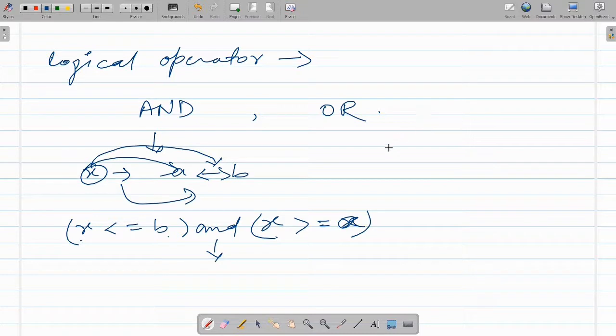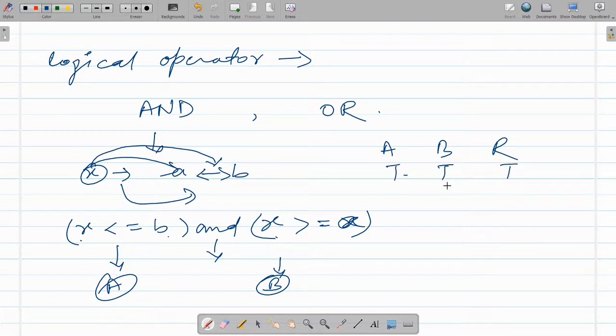So AND is like this: this is condition A and this is condition B, and the resultant is R. If condition A is true and B is true, then the resultant will be true. Otherwise, if A is true and B is false, the resultant will be false. If A is false and B is true, the resultant will be false. If both conditions are false, then the resultant will be false.